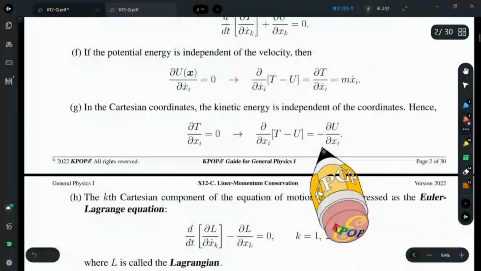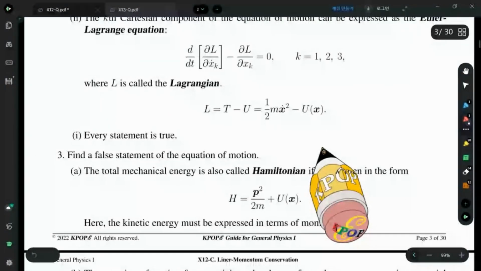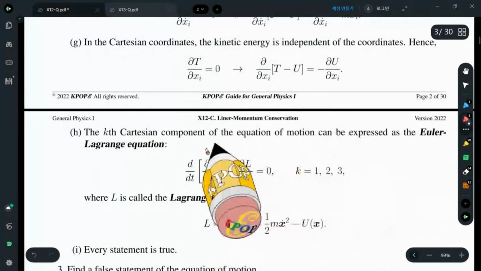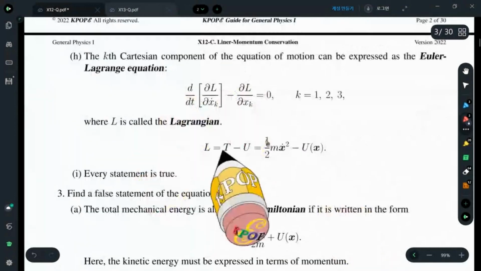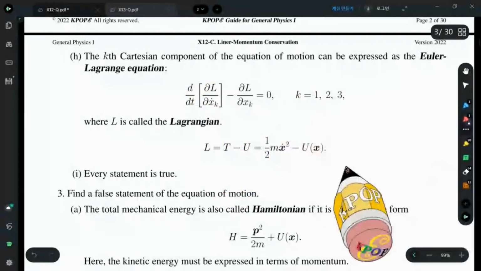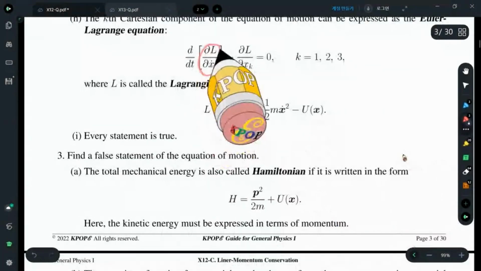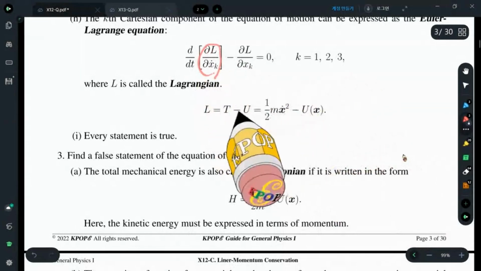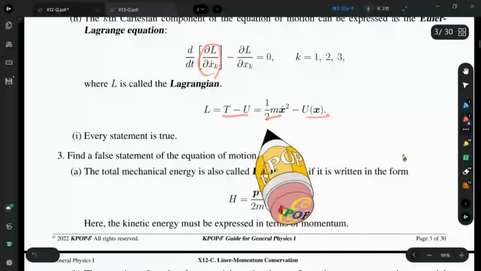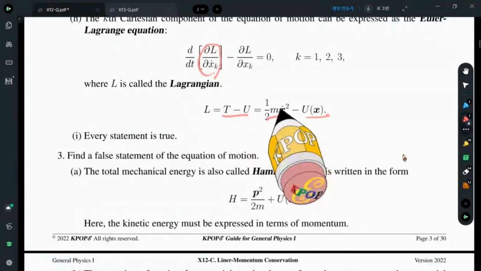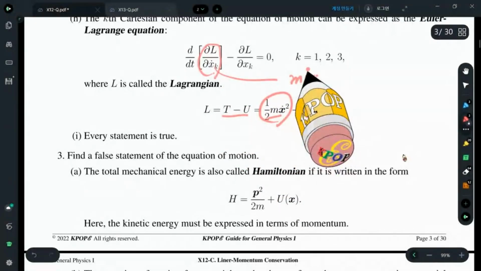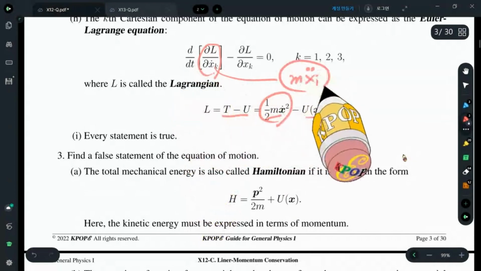So let me pass. This is advanced level. However, if you have time, just have a look at it. This strange equation is actually the same as F equals ma. And this one is the kinetic energy minus the potential energy. If I take the velocity derivative, only this one contributes. This one is a momentum, and taking the derivative, that is ma.